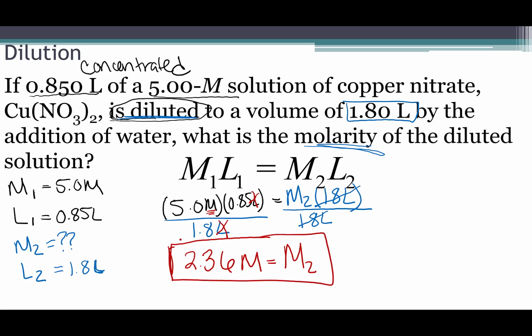The last thing we have to ask ourselves is, does this make sense? You can always predict what the answer is going to be. If M1 was our concentrated, the molarity of the new solution should be lower than 5. And it is. We started at 5 molar, we went down to 2.36 molar. That makes sense, right? The other thing you can keep an eye on are the liters. If you have to solve for one of these, the original L1 is always going to be a smaller number, and L2 is always going to be a bigger number. That will always hold true. So when you're comparing those two numbers and asking, does this make sense, that's what you're looking for.